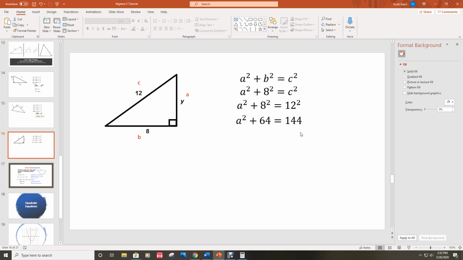So what I need to do, to be able to solve for A, is get A all by itself on one side of the equal sign, okay? Because we're looking for A. We do want to know what A squared plus 64 is, but to actually write out that A equals something, you don't need anything else with it.